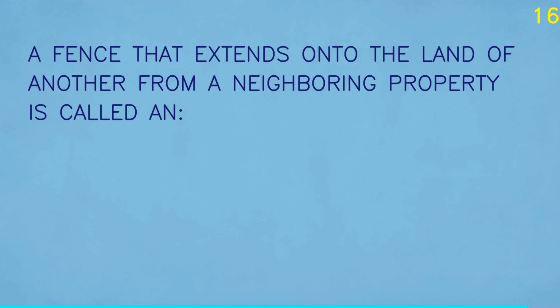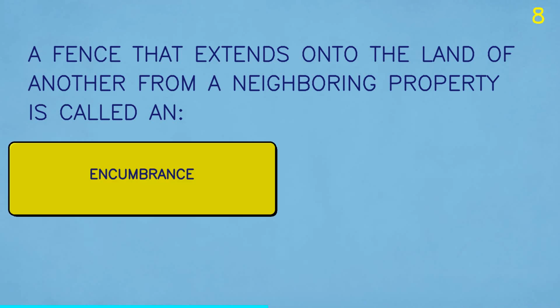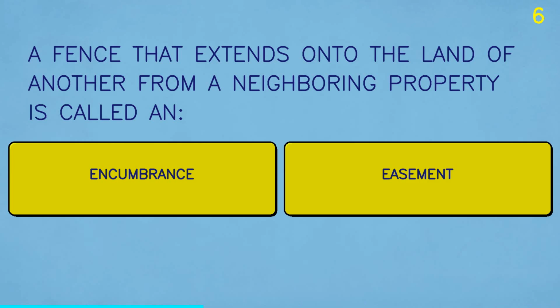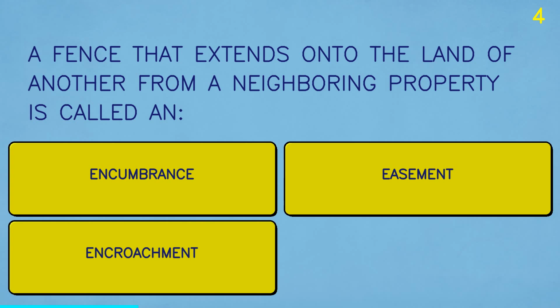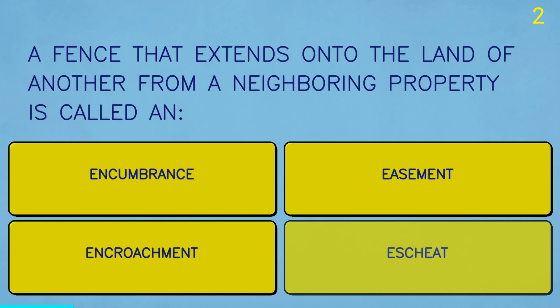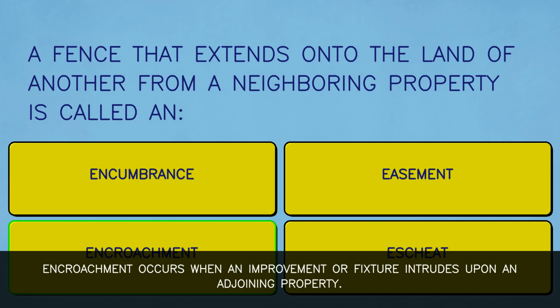Question 8. A fence that extends onto the land of another from a neighboring property is called an A. Encumbrance, B. Easement, C. Encroachment, D. Escheat. The correct answer is encroachment. Encroachment occurs when an improvement or fixture intrudes upon an adjoining property.